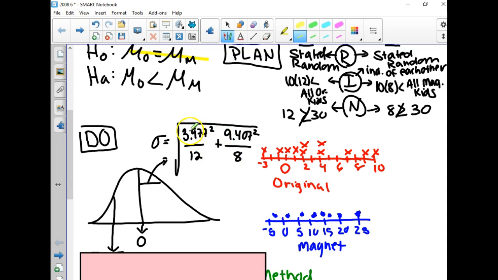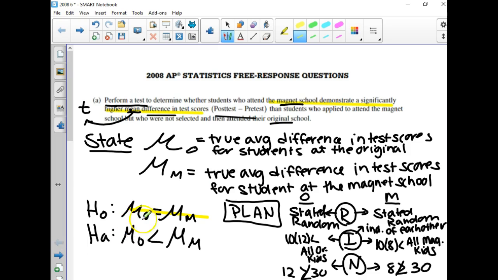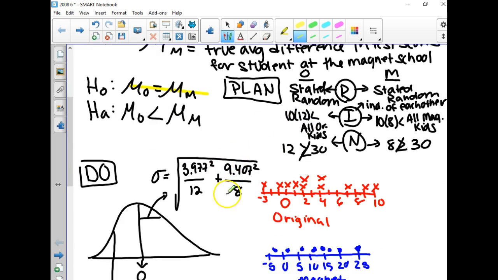Okay, so they give us 3.977 squared, and I don't have the original data that they gave us. But if you look at the column that gives you the standard deviation, 3.977 squared over 12, because that's my sample size. And I stuck with the original school first, okay? And then I have the magnet school here. 9.407 squared divided by 8 and take the square root. What did I do next?